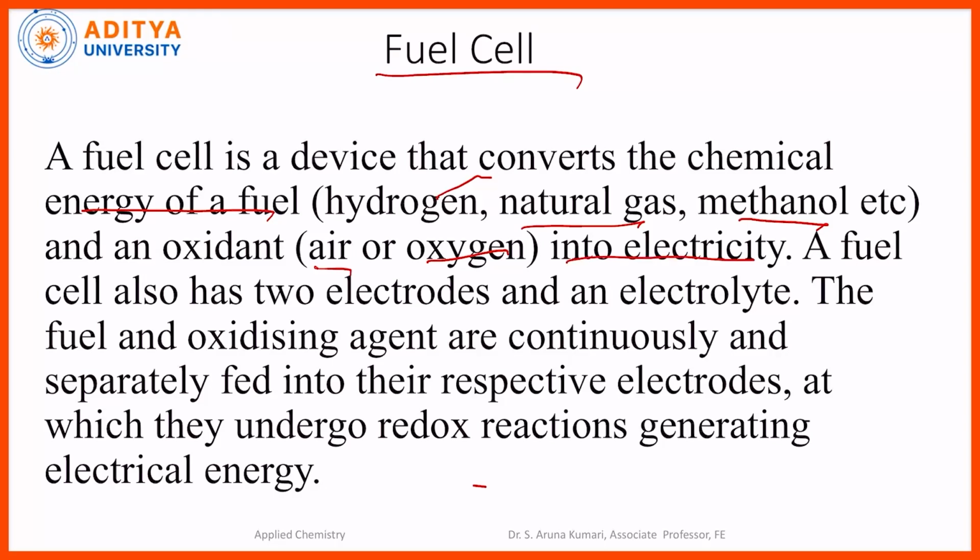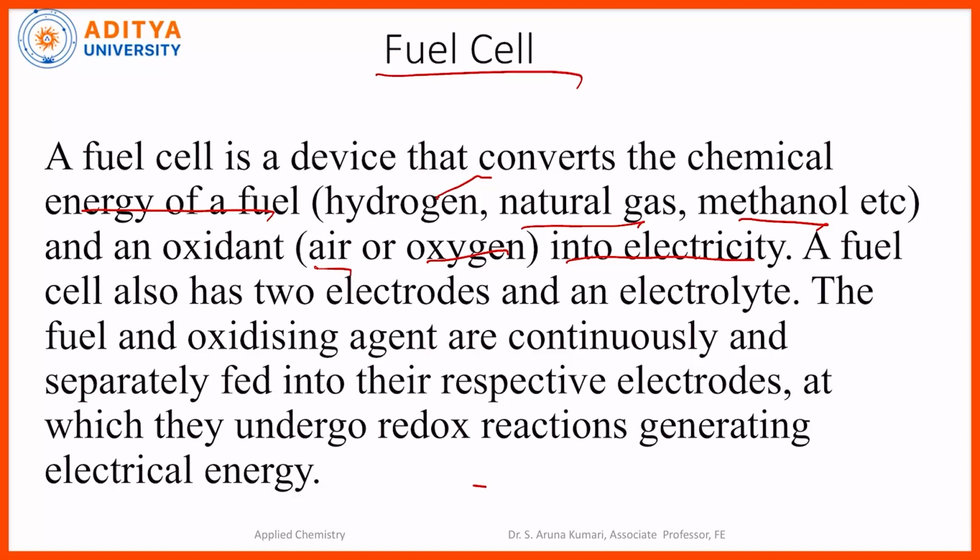So once again, using a fuel cell we get electrical energy, where chemical energy is converted into electrical energy. Here we use hydrogen, natural gas, and methanol as fuels, and for the combustion of these fuels, as we know, oxygen is very important. So in this fuel cell also we have an oxidant, and the fuel and oxidant undergo chemical reactions to produce electricity.